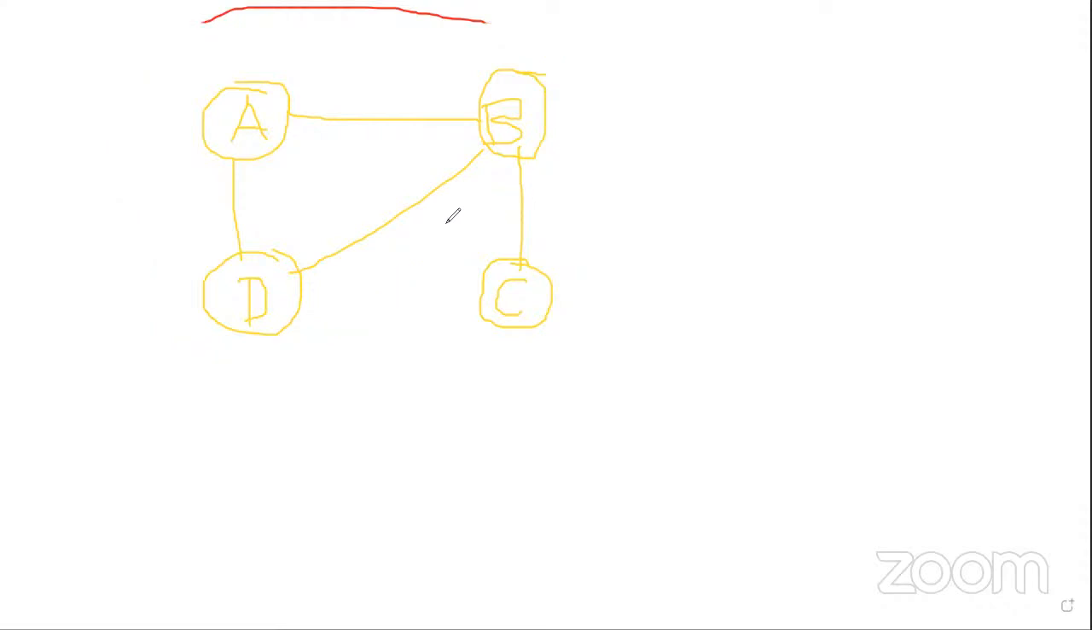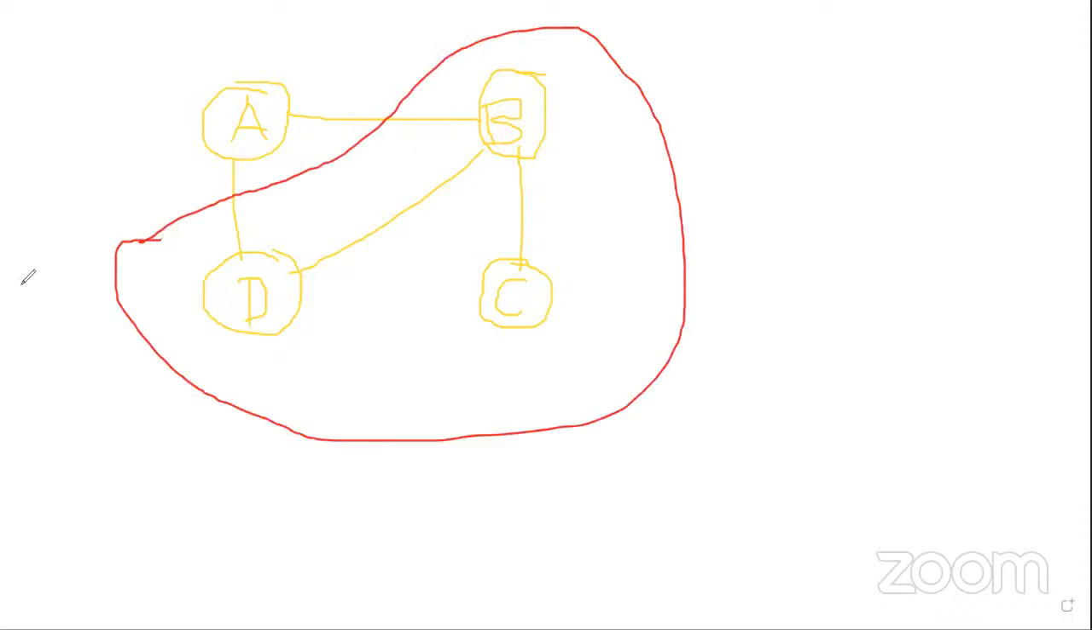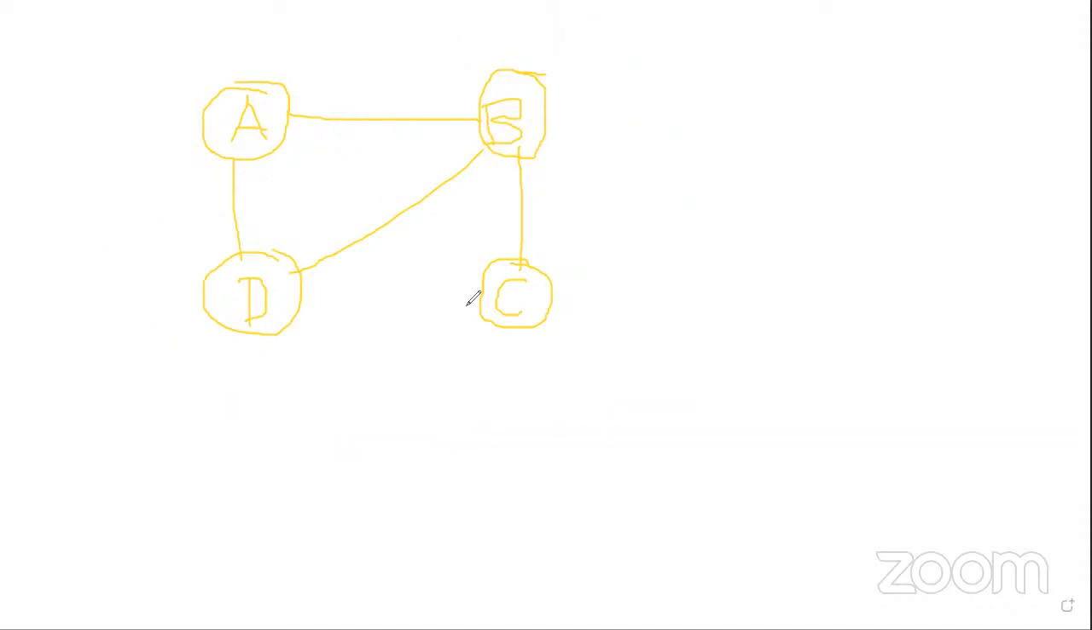Whereas, for example, let's consider this one. Now tell me, is it a clique? BCD? No, right? Because C and D are not connected. That's why this is not a clique. Okay. So can we say that clique only forms in an undirected graph?